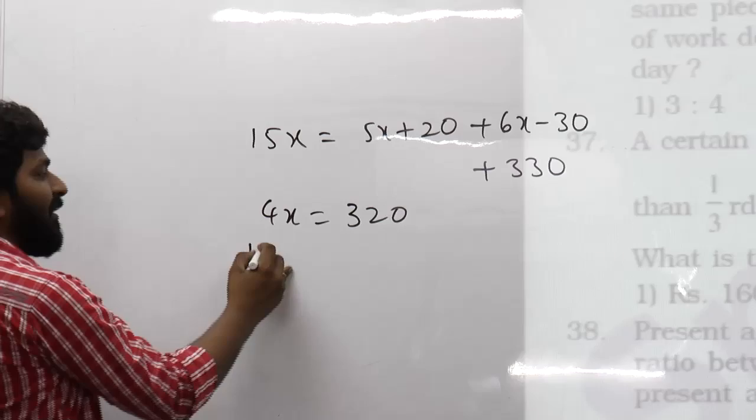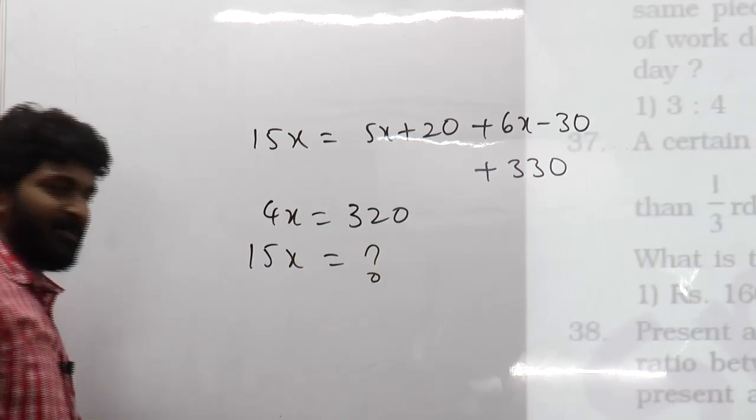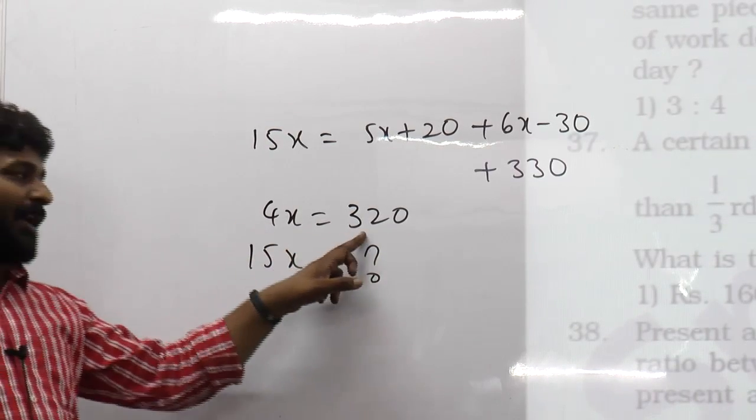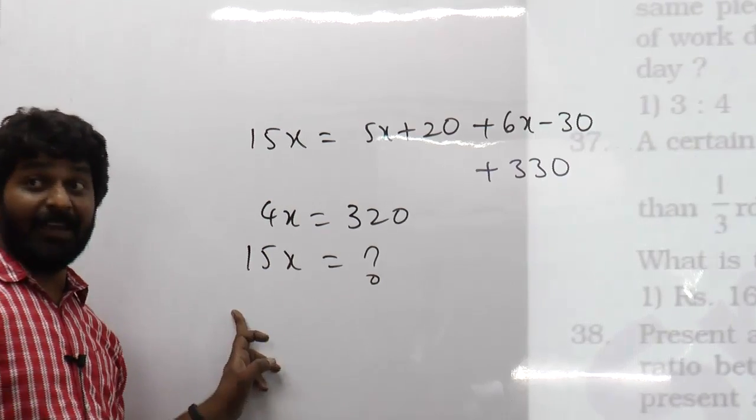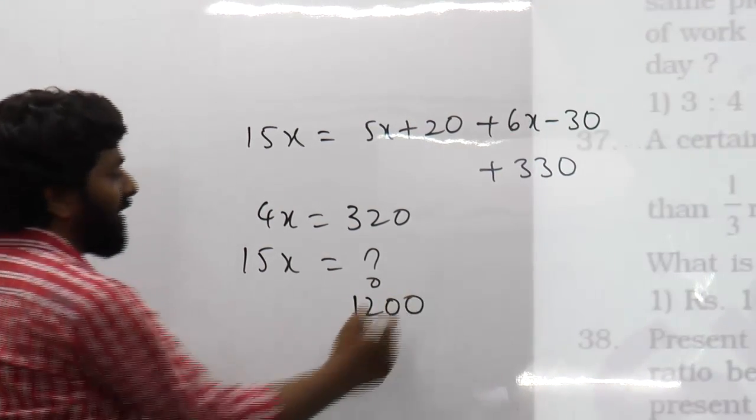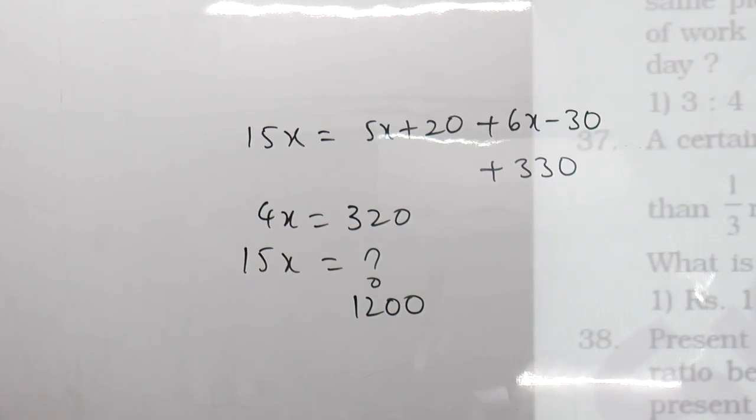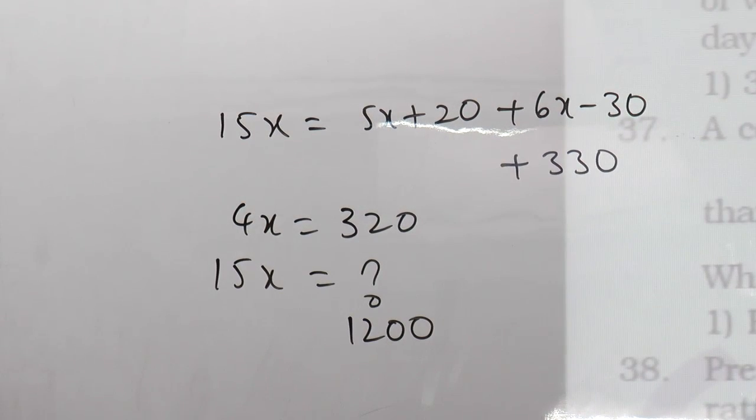No need to calculate that, directly go for 15x is equal to how much? 4 eights are 32, 8 times 15 is 120, and then 0, 1200. See, why calculate the x value? Directly you can go for 15x, right?